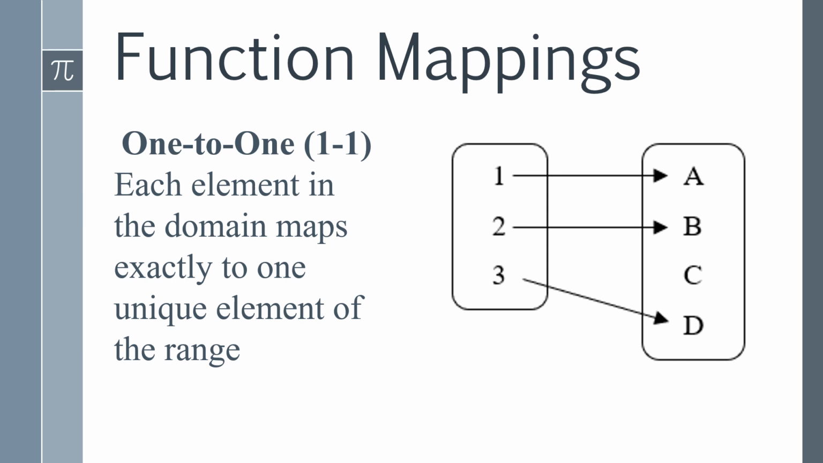All right, let's discuss function mappings now. So this function mapping is called a one-to-one function mapping, that each element in the domain maps exactly to one element of the range. It doesn't matter if there's more elements in the range that are not being mapped to. All that matters is that each element in the domain only maps out to one element in the range.